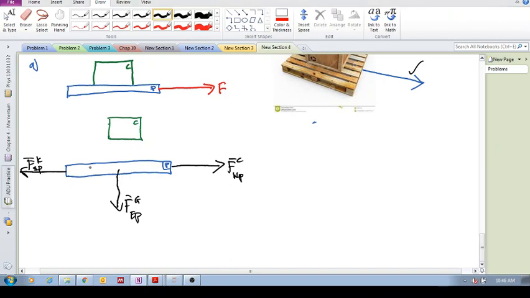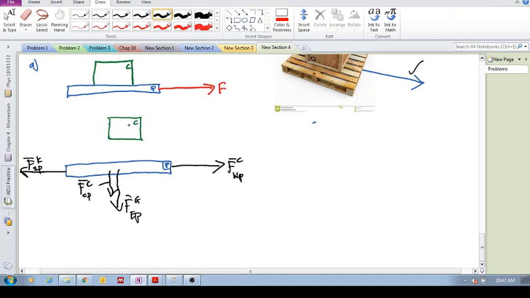So you should be able to have gotten those. What else is happening on the pallet? Remember, we're just looking at the free body diagram of the pallet. We've also got the contact force of the crate on the pallet. So that's what we have for the pallet for now. Now let's move to the crate.